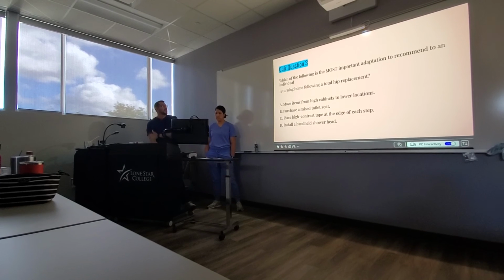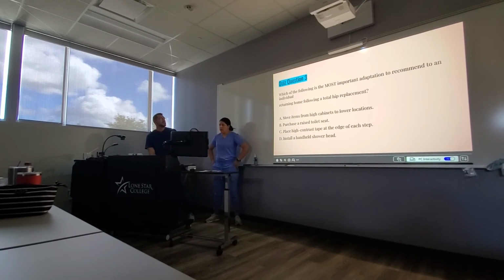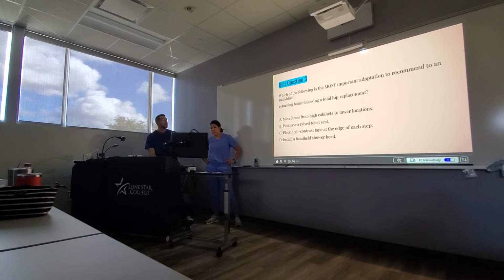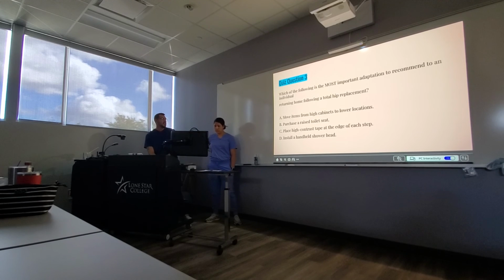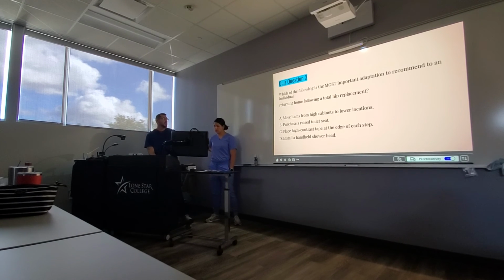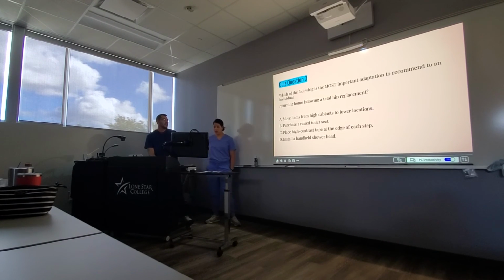All right. Question 3. Which of the following is the most important adaptation to recommend to an individual returning home following a total hip replacement? A, move items from high cabinets to lower locations. B, purchase a raised toilet seat. C, place high contrast tape at the edge of each step. Or D, install a handheld shower head.